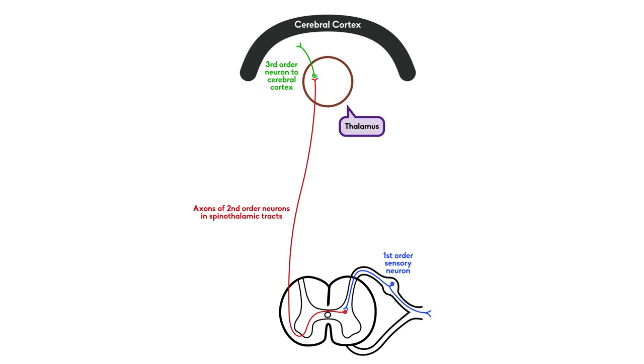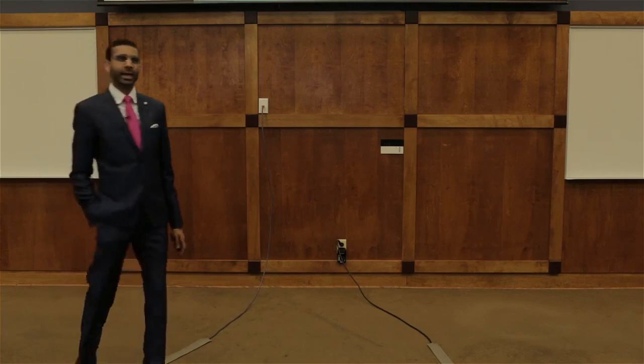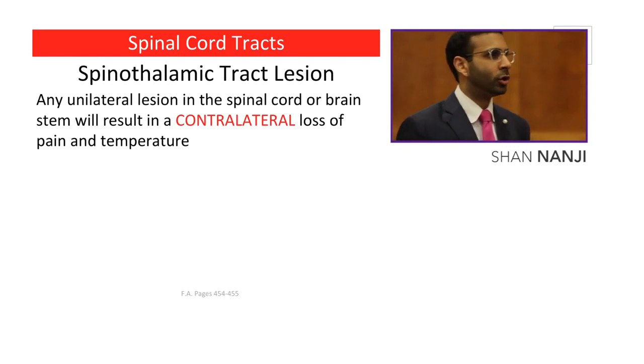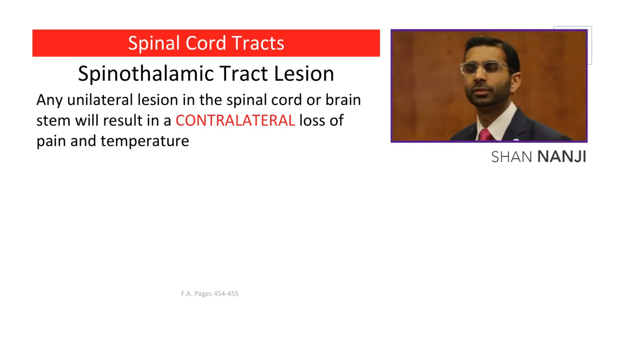Did this cross over right away or did it take a while? Right away. It crossed over right away. Which means when you have a lesion, no matter where it is, because it decussated and crossed over so quickly, that lesion is almost always going to be above the decussation. And we said above, opposite. Because it crossed over immediately at the anterior white commissure, it means that you will always have contralateral or opposite loss of sensation, which in this case is pain and temperature.